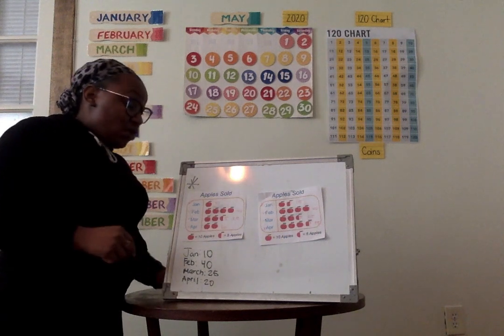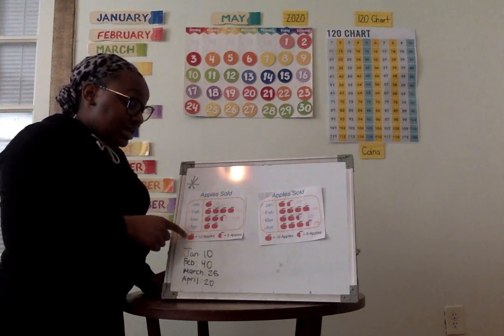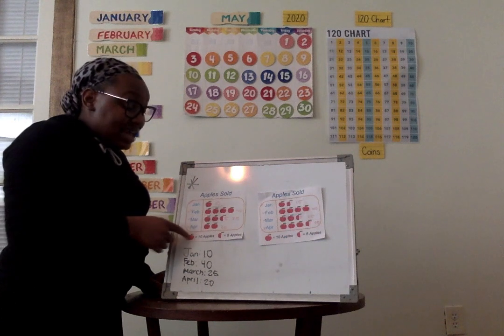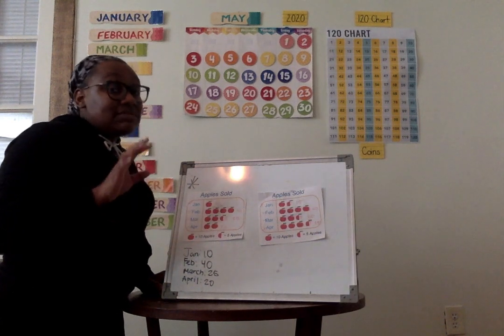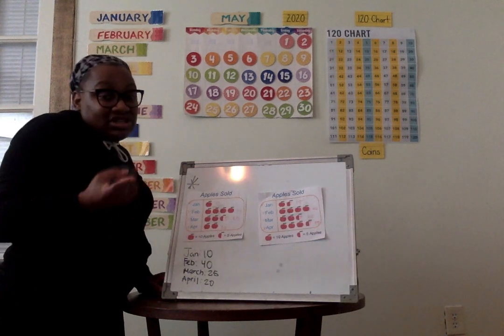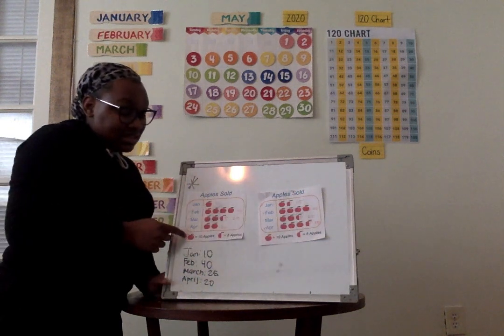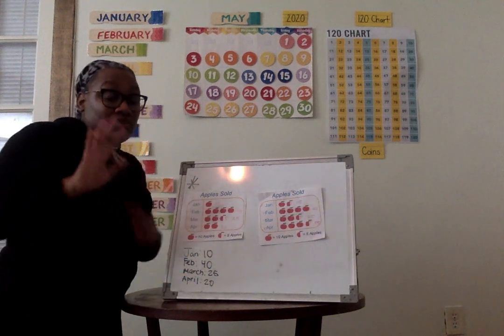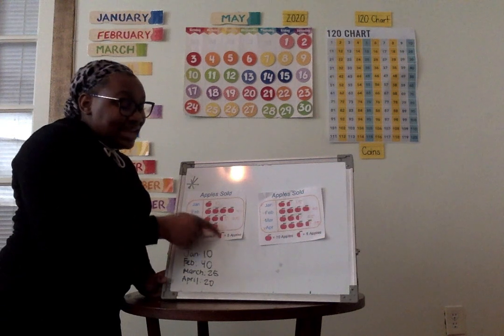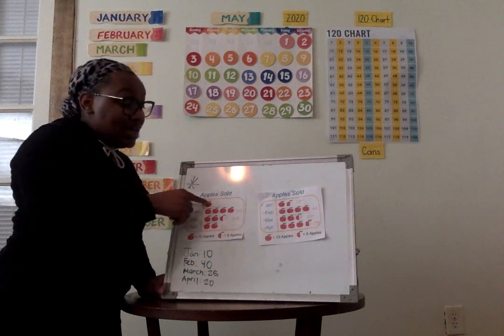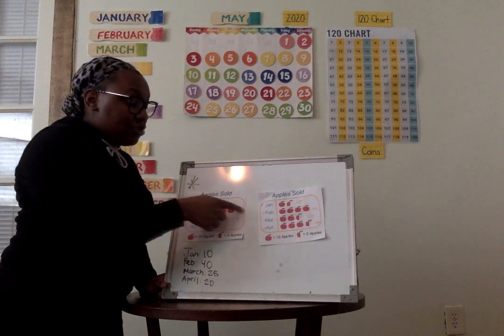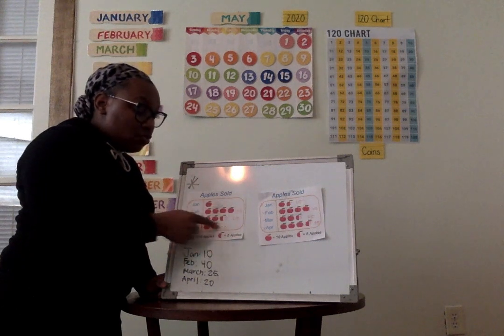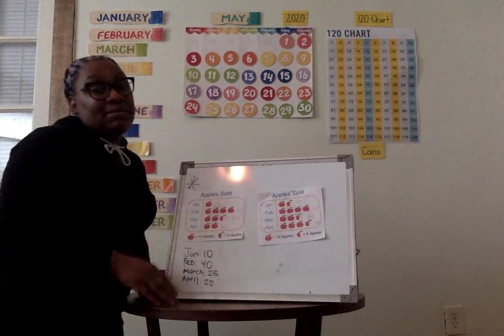I want to shout you all out. This was really, really tricky because this key was a little bit different. Sometimes you get keys where one picture is just equal to 1. But in these keys, we saw that 1 apple was equal to 10 apples and half of an apple was equal to 5. And you all did such a great job helping me figure out how many apples were bought in each month when looking at the pictograph.